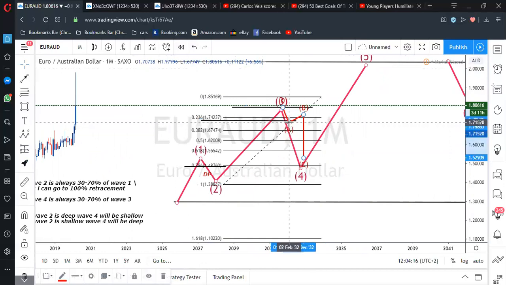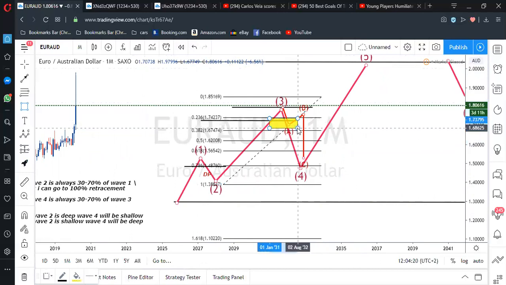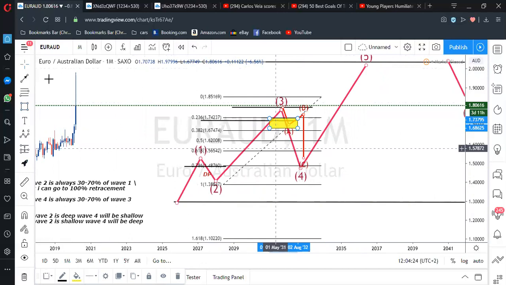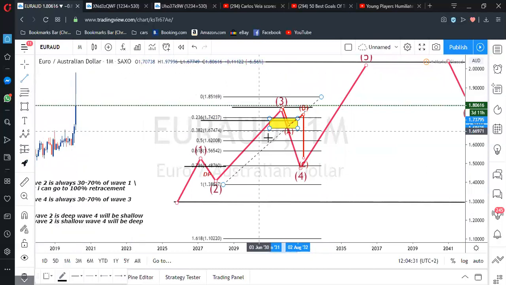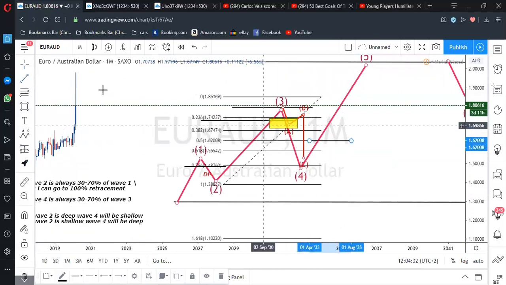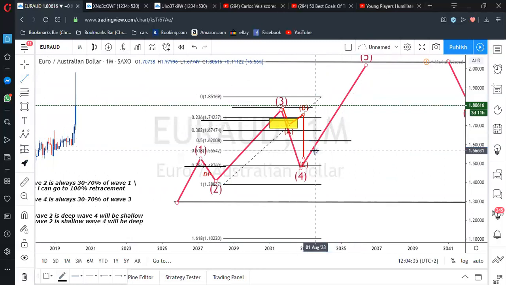So in this case, it bounced off around this zone, the zone here to give us an A, and then a B here, and then to give us a C. This would be your first take profit, and then your second take profit would be at the 50, and then this would be your third, and then this could be your fourth take profit.